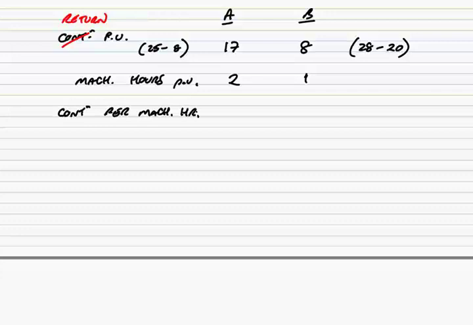Well, A, $17 from 2 machine hours is $8.50 per hour. Product B, $8 from 1 hour is $8. And although the decision won't always be different, for this example, the best use of hours, surely, is A. Every hour used on A generates $8.50. On B, it generates only $8.